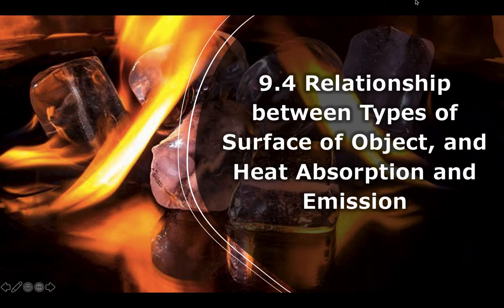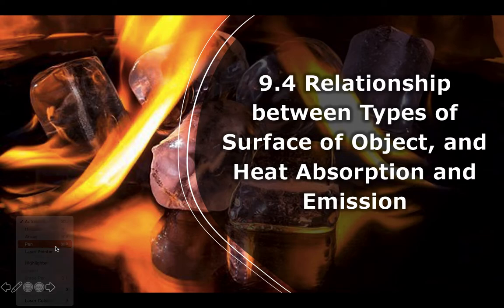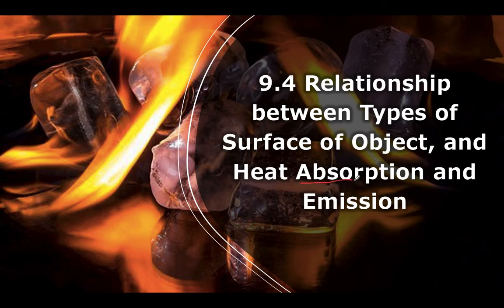Today we are going to continue with our last subtopic for chapter 9, subtopic 9.4, relationship between type of surface of object and heat absorption and emission. First thing that we need to know is what is heat absorption and what is heat emission. Heat absorption means the ability of the object to absorb heat, while heat emission is the ability of the object to release heat.